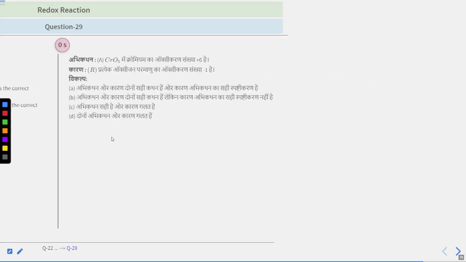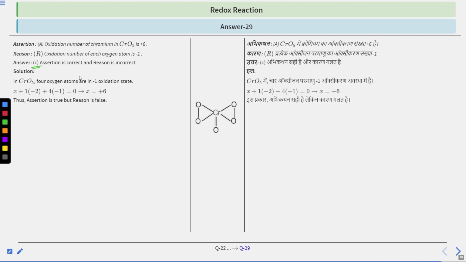Okay, let's see. The correct answer is option C, that is assertion is correct and reason is incorrect. So in the molecule CrO5, 4 oxygen atoms are in the -1 oxidation state. This is the diagram given here for CrO5. Cr is attached by 1 double bond to an oxygen and 4 single bonds to the other oxygens, right? For each oxygen of this type, the oxidation state is -1, -1, -1, and -1. And for this double-bonded oxygen, the oxidation number will be -2.